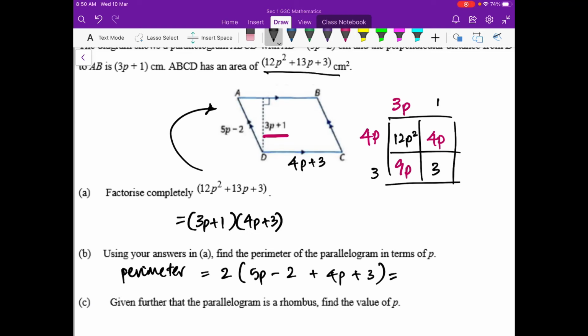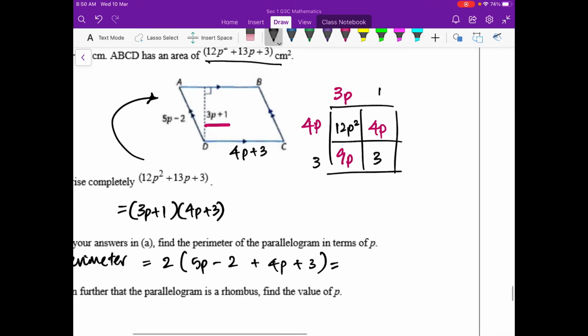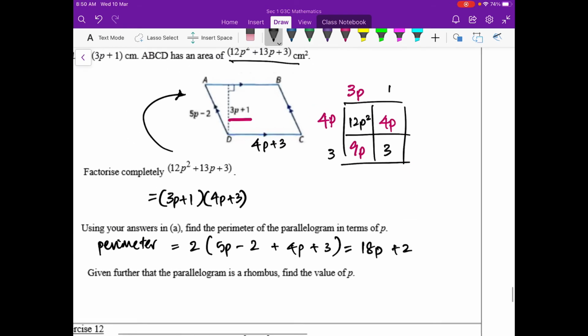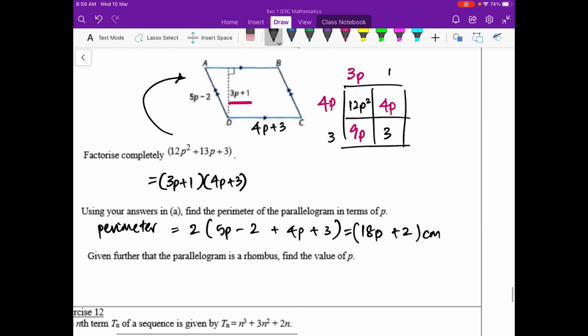Of course, you can go ahead and add all 4 of them up. So 9p times 2, 18p. We have a positive 1 times 2 plus 2. So this will be in cm. Okay, they didn't ask us to factorize, so no need to factorize out the 2. Leave it in the expanded form, the simplest form.